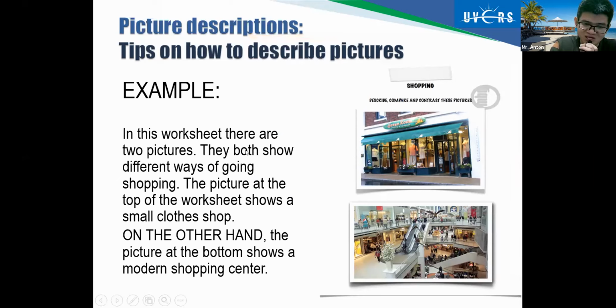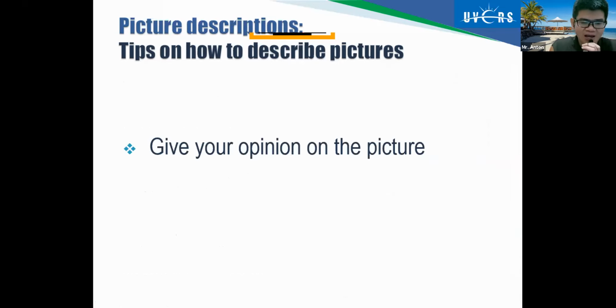But for contrasting, we go. The picture at the top of the worksheet shows a small clothes shop. On the other hand, the picture at the bottom shows a modern shopping center. Okay, this is about contrasting. And the last step, you give the opinion. Do you know the power of giving the opinion? This is very powerful, you know.